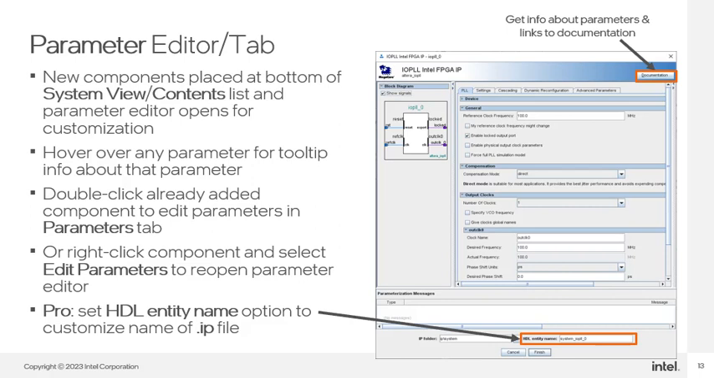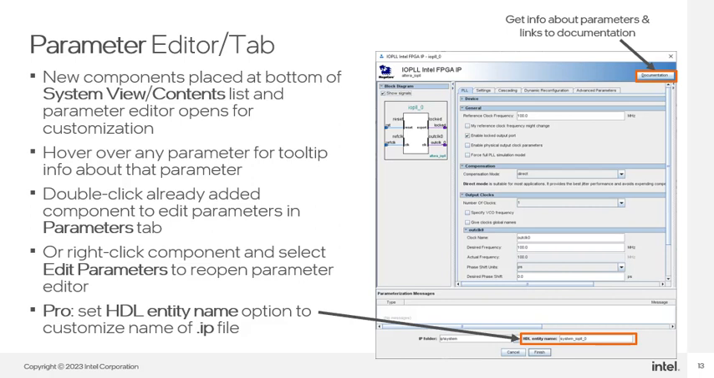While the Parameter Editor will prevent you from selecting incompatible settings, be sure to check the Parameterization Messages window at the bottom of the editor to see if there are any issues with the parameters you've selected. Click Finish at the bottom of the window to finish the parameterization and view the newly added component in the system. If at any point you need to change any parameter settings, double-click the component in the System View or System Contents tab. This opens the Parameters tab if it isn't already open. You can also open the original Parameter Editor window by right-clicking a component and selecting Edit Parameters.